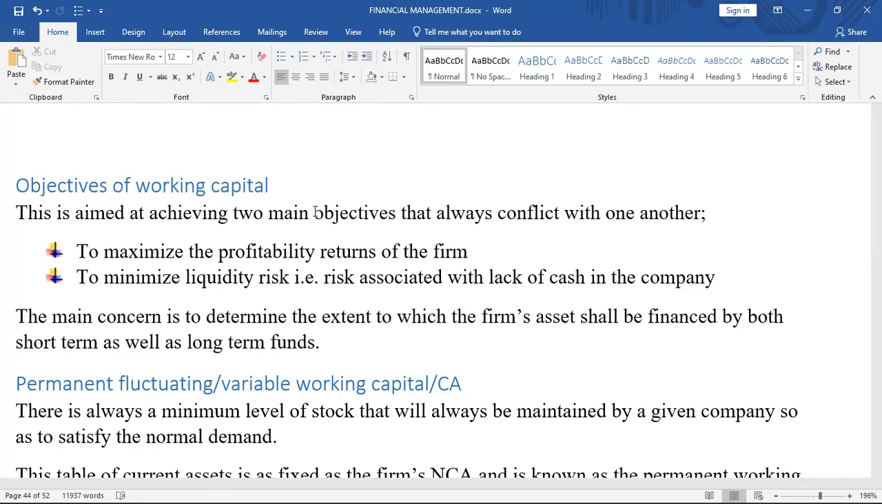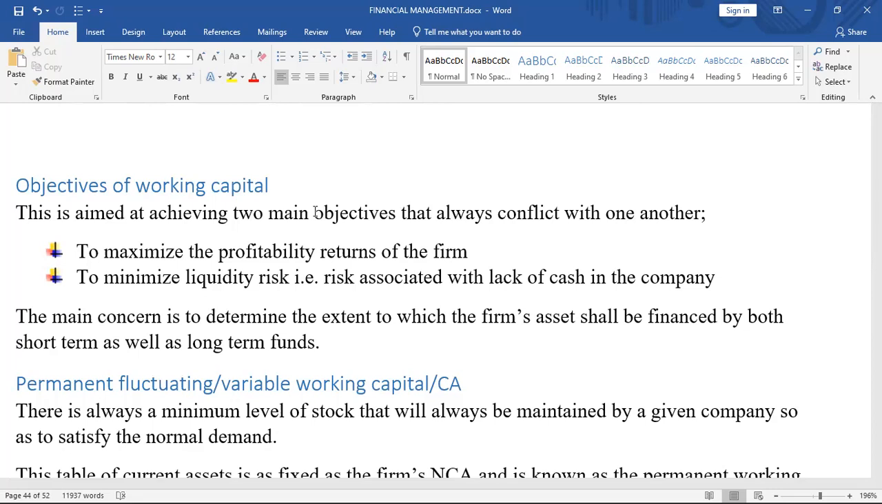And that is why we are saying these are the risks associated with the lack of cash in the company. You may just imagine how the organization might suffer if it does not have these kinds of cash flows. You might be missing the materials required for production, for instance. You might not be in a position to provide the relevant services, among other challenges you might face if you lack cash flows. That is why the main concern is to determine the extent to which the firm's assets shall be financed by both short-term as well as long-term funds.